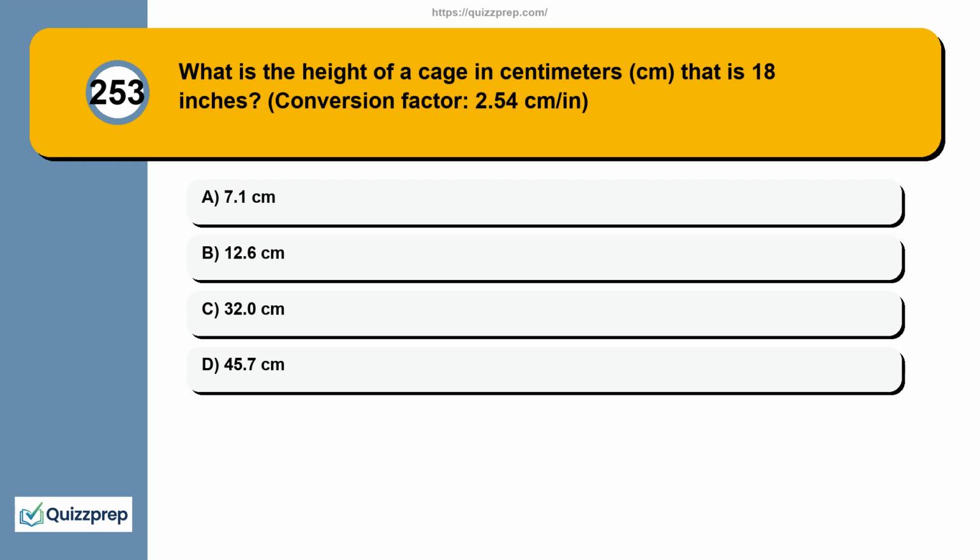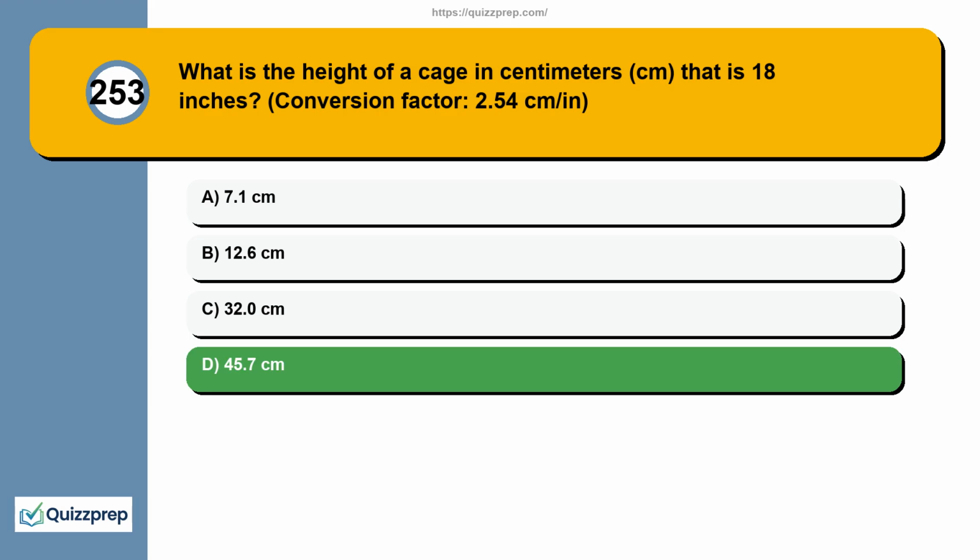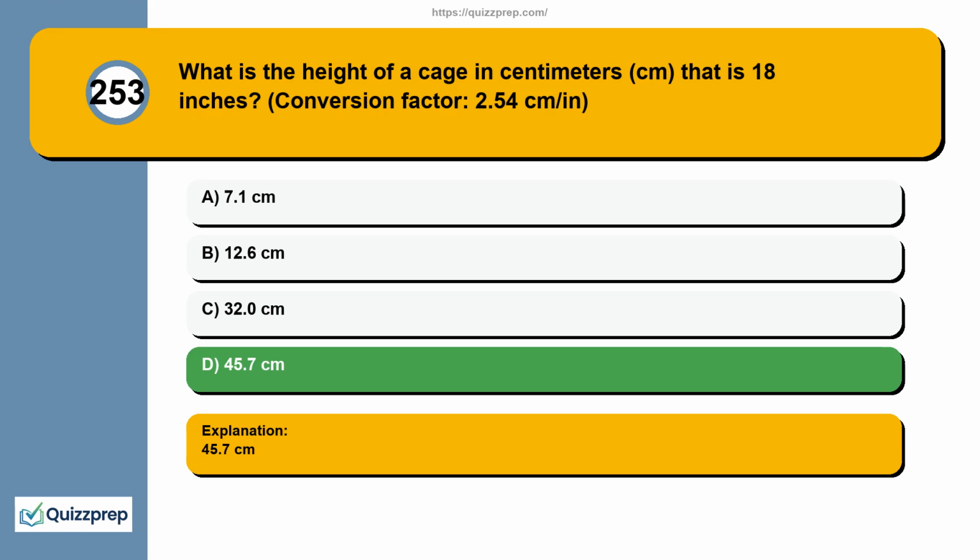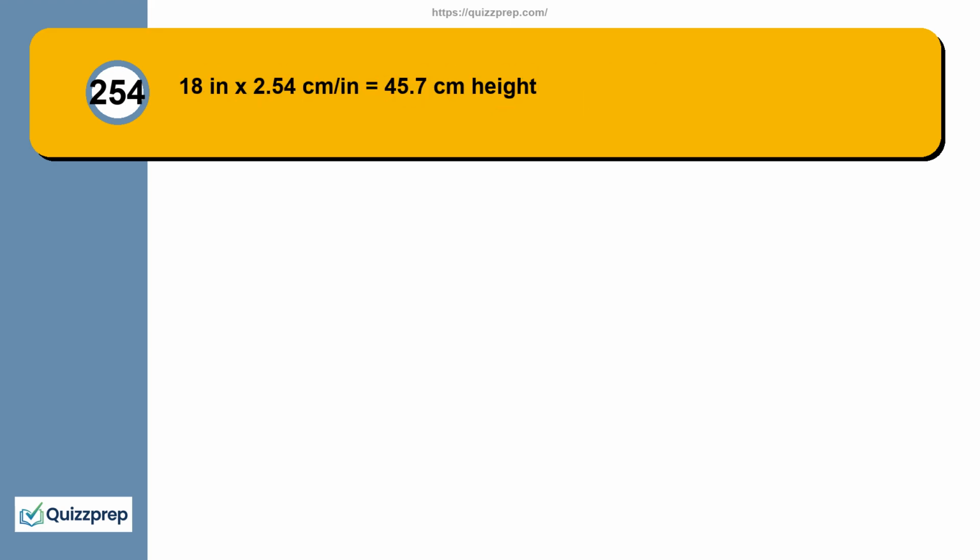Question 253. What is the height of a cage in centimeters, cm, that is 18 inches? Conversion factor, 2.54 cm/in. Option A, 7.1 centimeters. Option B, 12.6 centimeters. Option C, 32.0 centimeters. Option D, 45.7 centimeters. The correct answer is option D, 45.7 centimeters. Explanation: 18 in x 2.54 cm/in equals 45.7 centimeters height.